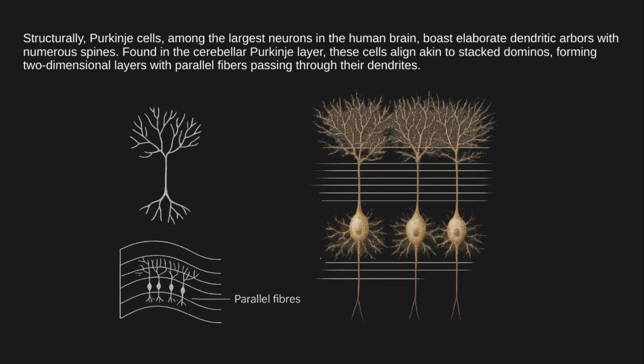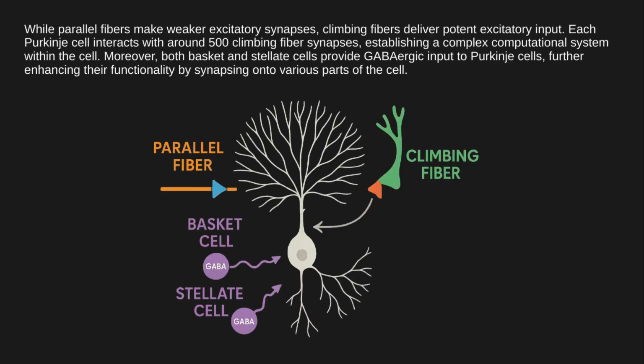Structurally, Purkinje cells, among the largest neurons in the human brain, boast elaborate dendritic arbors with numerous spines. Found in the cerebellar Purkinje layer, these cells align akin to stacked dominoes, forming two-dimensional layers with parallel fibers passing through their dendrites. While parallel fibers make weaker excitatory synapses, climbing fibers deliver potent excitatory input. Each Purkinje cell interacts with around 500 climbing fiber synapses, establishing a complex computational system within the cell.